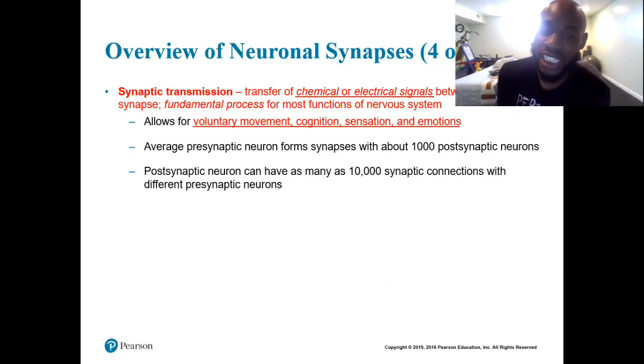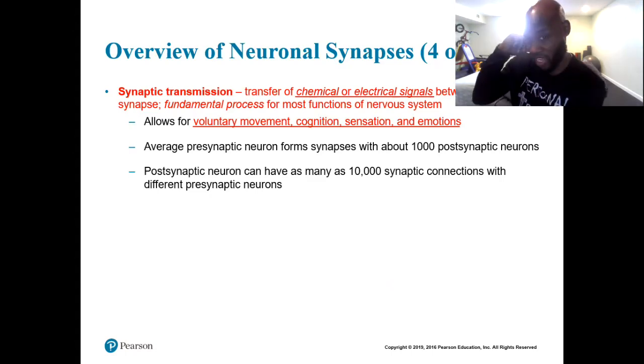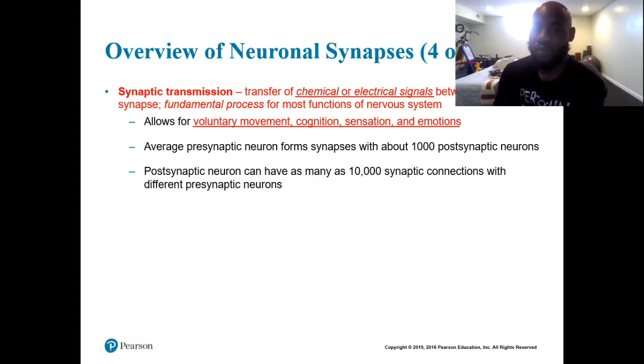The average presynaptic neuron, the one sending the signal, forms synapses with about 1,000 postsynaptic neurons. And then postsynaptic neurons can have as many as 10,000 synaptic connections. So there's a lot of connections.